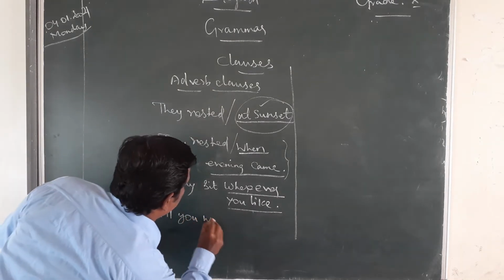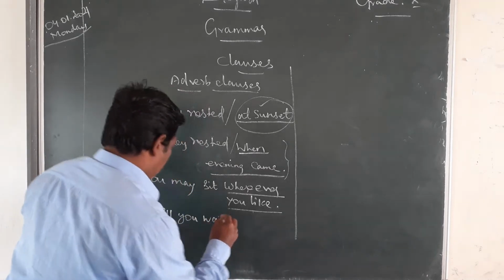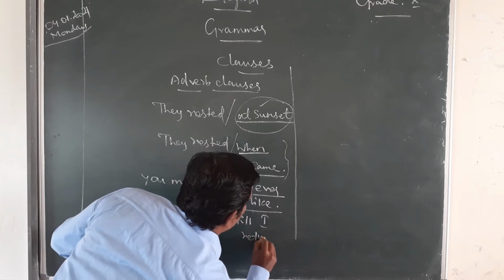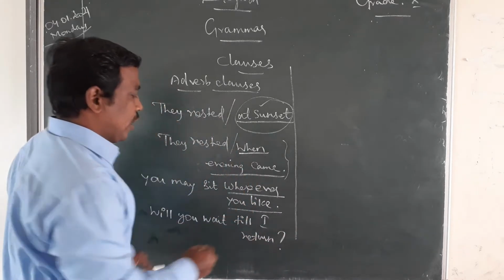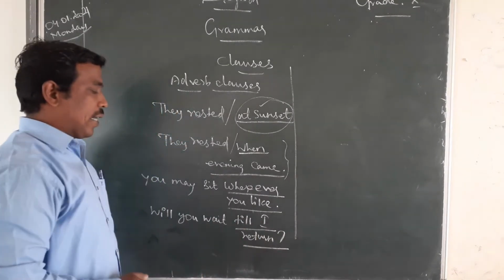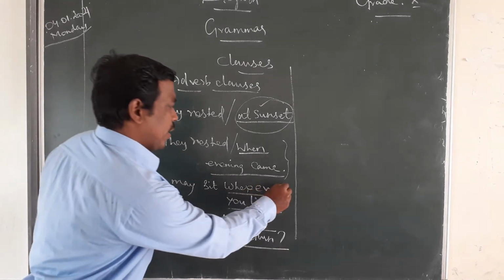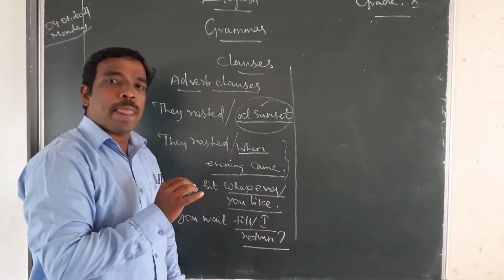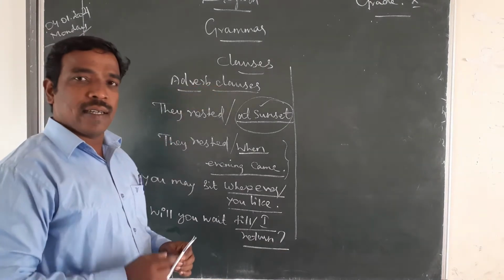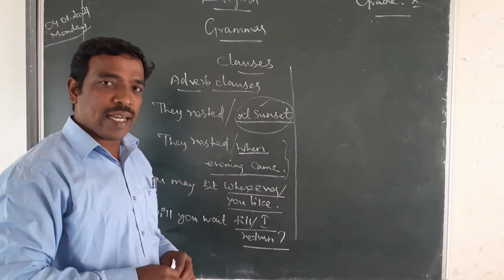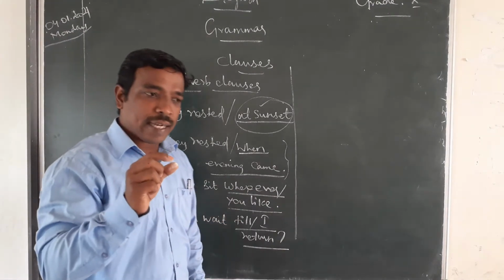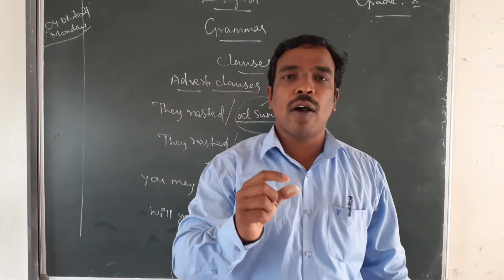Will you wait till I return? Will you wait till I return? Okay, so see, whenever 'till', these are all subordinate class. So I said adverb classes start with a subordinating conjunction. So that's why I gave this much importance to conjunctions.